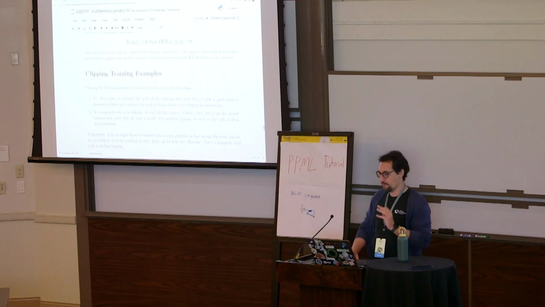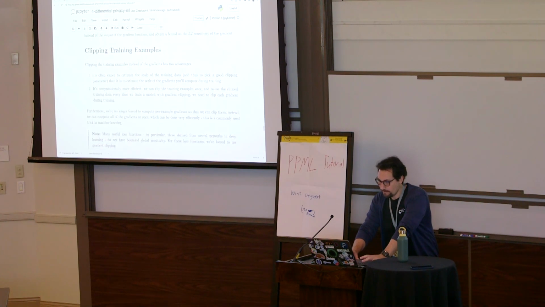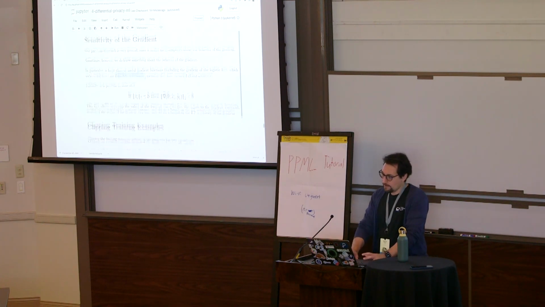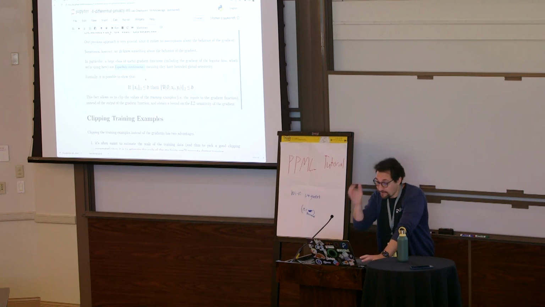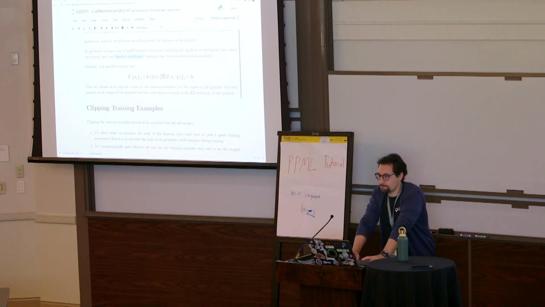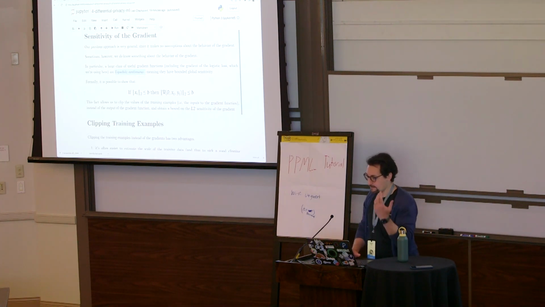Because the loss function we are dealing with, the logistic function, has a property, which I'm looking for, which is this one. There you go. It is Lipschitz continuous. Thanks to this particular property, we can clip the values of the training samples instead of the output of the gradient function, and so we can obtain a reasonably valid L2 sensitivity of the gradient.